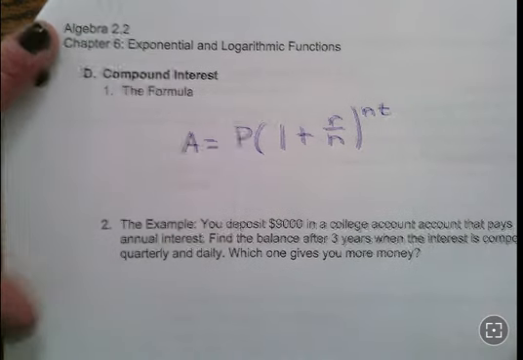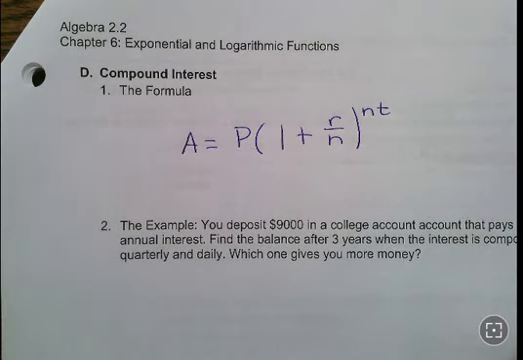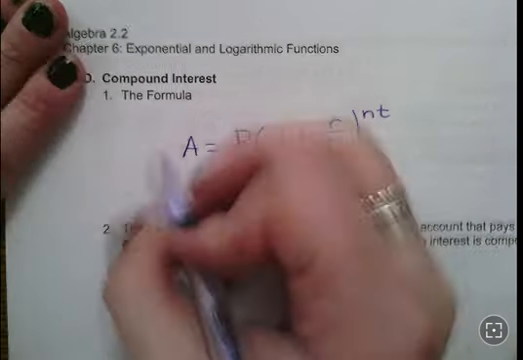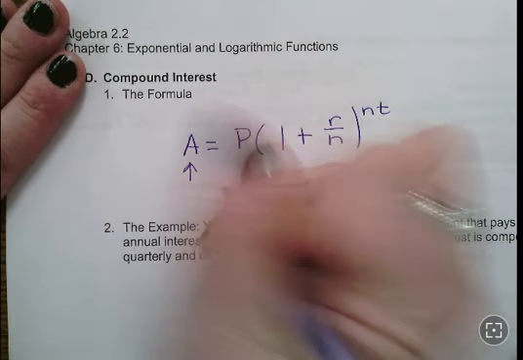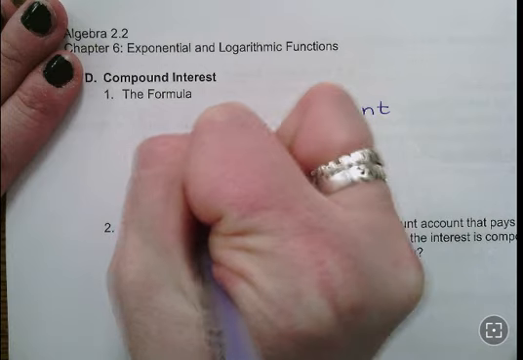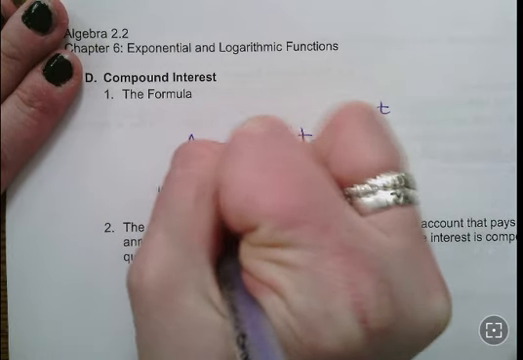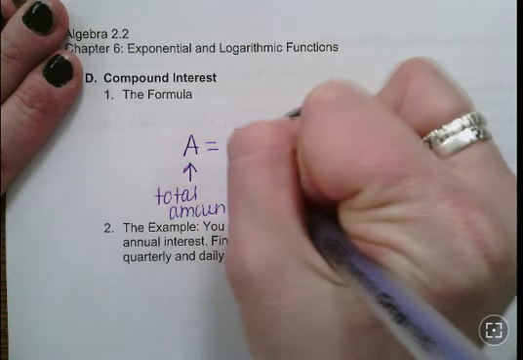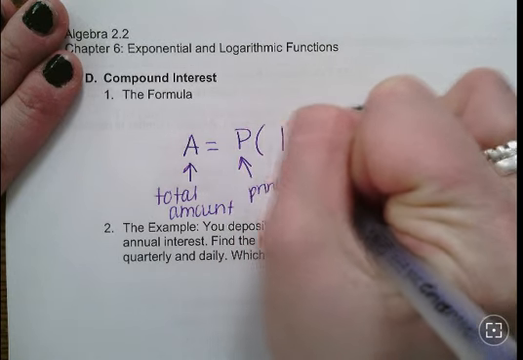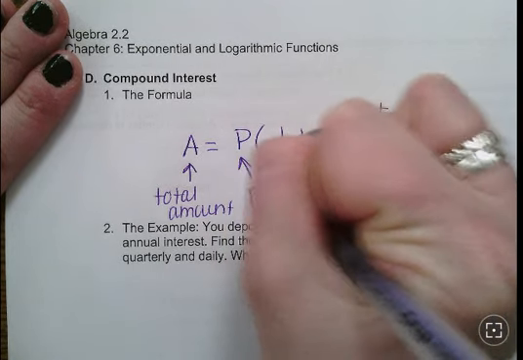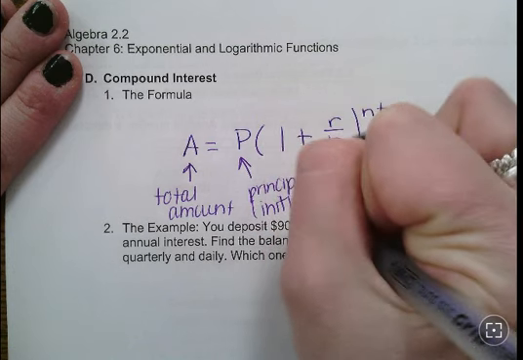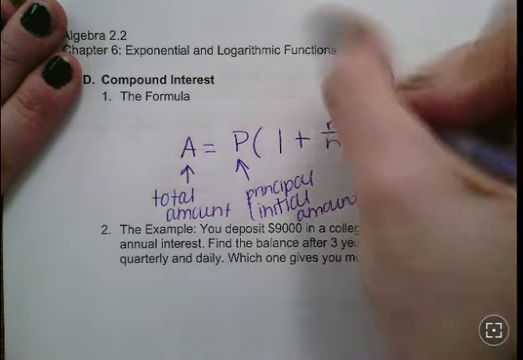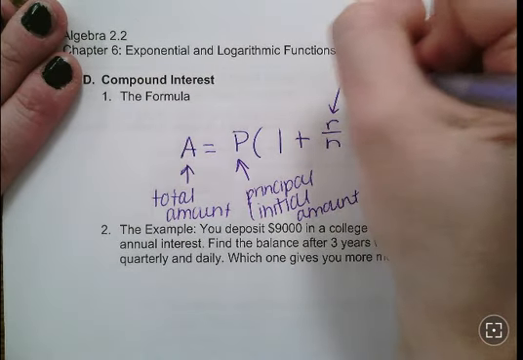So we've got a couple other things here. Again, I will give this to you on your test. But A still stands for the total amount. P still stands for, we call it the principal, but it's the initial amount. Okay, still the same thing, the initial amount. The r is the rate.